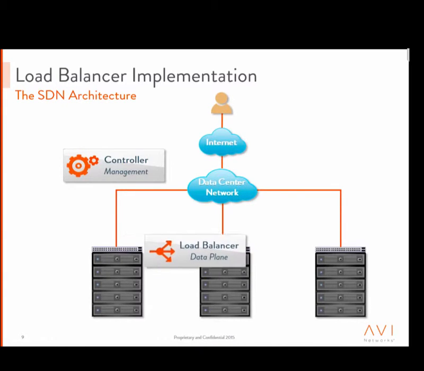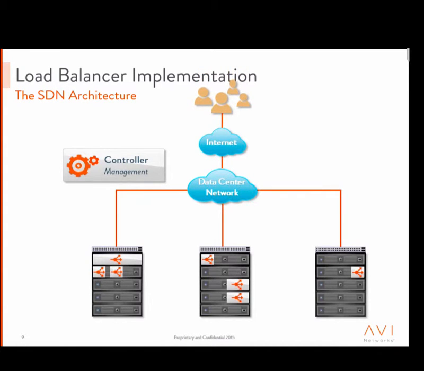So we take that load balancer, that data plane, we distribute it onto software on whatever CPU cycles you have available in your infrastructure. So we can run on any generic Intel CPU, doesn't matter. And if you need more capacity because we have more clients that come in, not a problem.